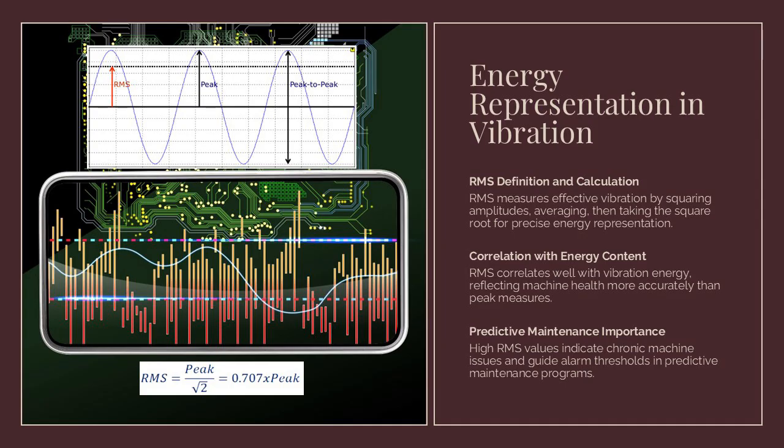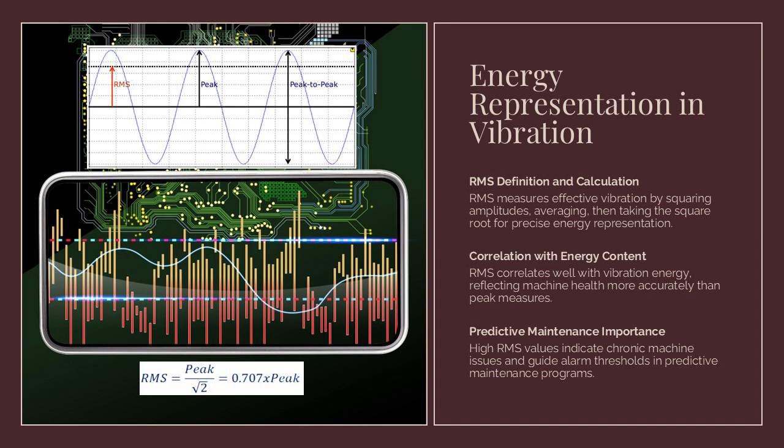Energy representation in vibration: RMS value and its importance. RMS, or root mean square, is a statistical measure that reflects the effective value of a vibration signal. It is calculated by squaring each instantaneous amplitude, averaging these squares, and taking the square root of the result. RMS is widely used because it correlates with the energy content of the vibration, making it a reliable indicator of overall machine health.